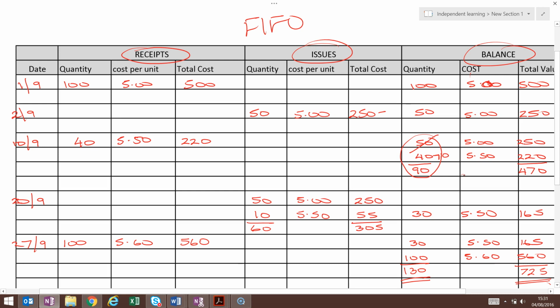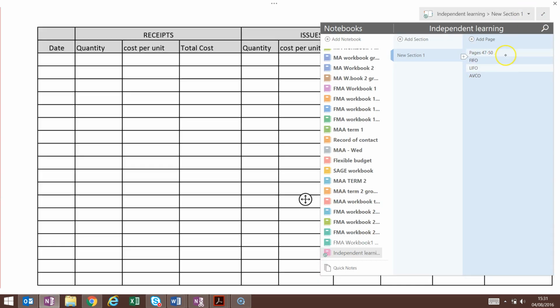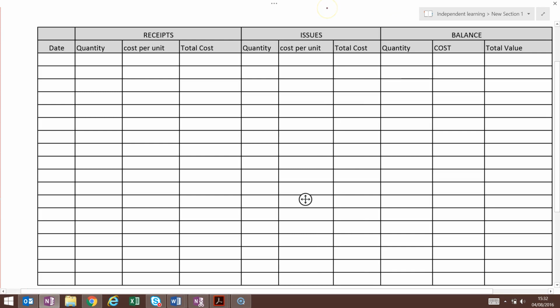I'm going to now go through LIFO. Remember, LIFO is last in, first out. So if I just open a new stock card, and I'm going to look at LIFO. So it's the same data, so example 2.4, but we're issuing it last in, first out. So starting with 1st of September, we received 100, £5 each, £500. So put that into the balance column.